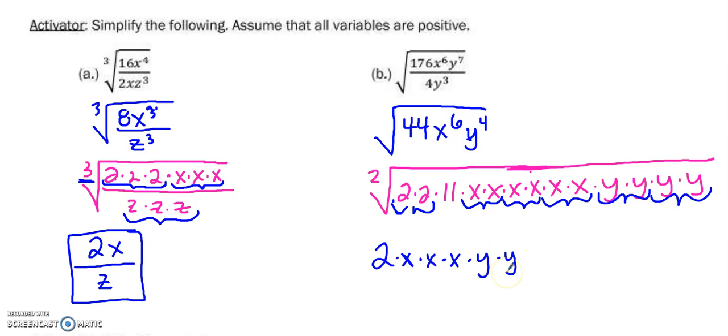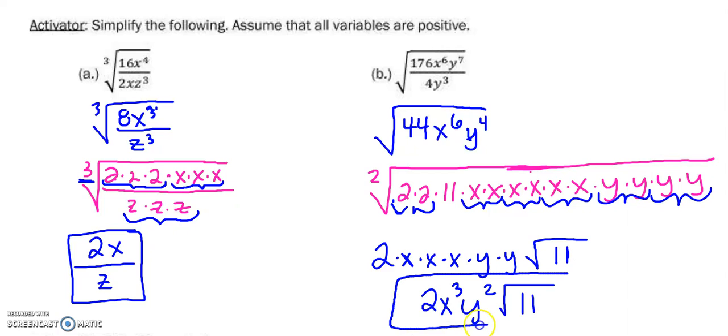And now I've taken care of all the factors in there, but there's that lonely 11 still inside the radical. So we're going to leave that inside the radical. And now I'm going to recombine the terms outside of the radical, and I get 2x to the 3rd y squared times the square root of 11. And I'm done.